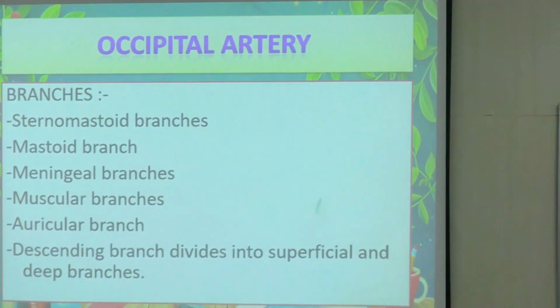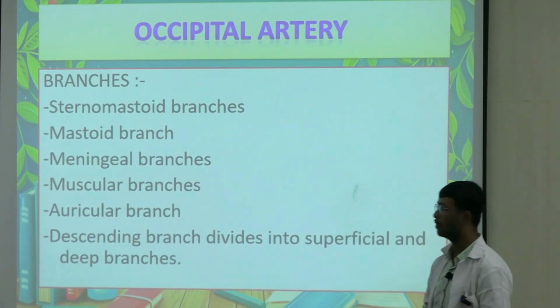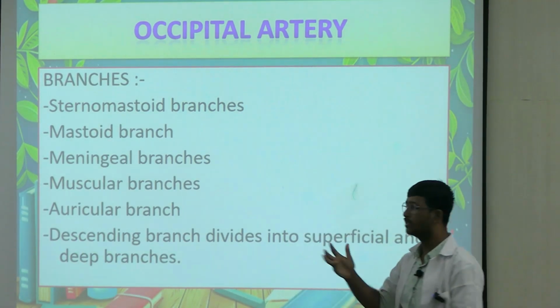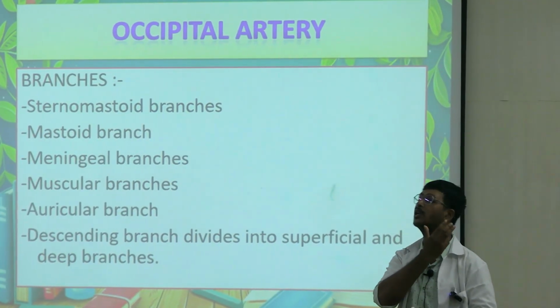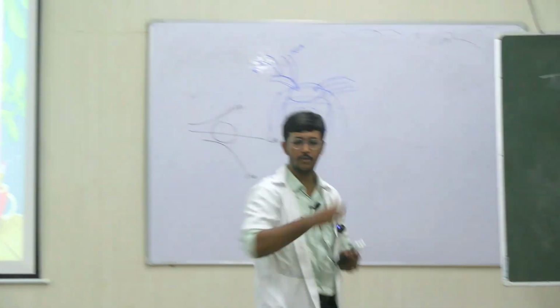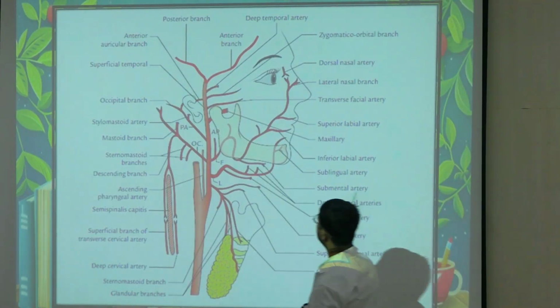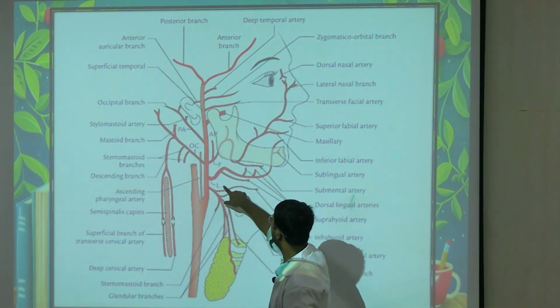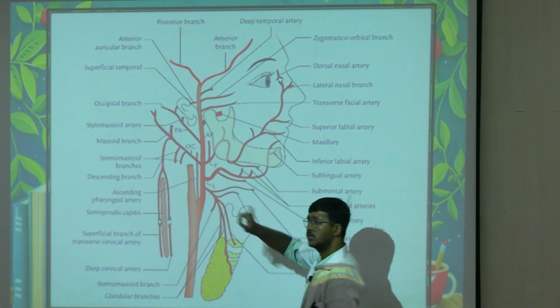Now coming to the occipital artery, since as the name suggests it is one of the posterior branches, it is present just opposite to your lingual artery. Where is your lingual artery? It will be present in front. So this is your occipital artery. So here there is your lingual artery.